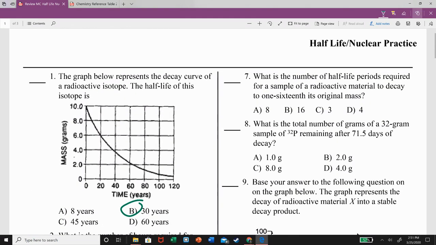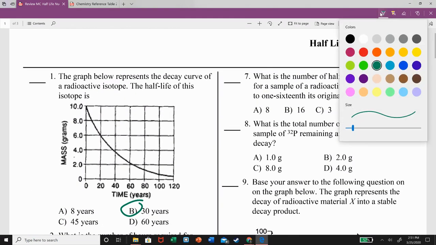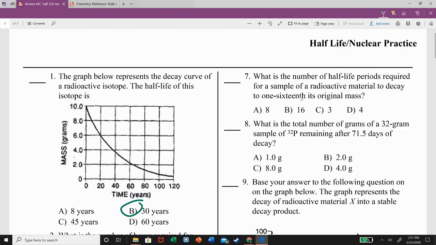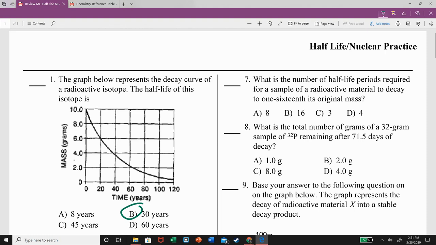Okay, number 7. What is the number of half-lives required for a sample of a radioactive material to decay to 1/16th of its original mass? Okay, so when we're doing fractions, you start off with 1, and then you divide it by 2. That's 1 half-life. That's a half, right? Then I'm going to divide a half again, and it's a 4th. And I want to know the number of half-life periods required to decay to 1/16th.